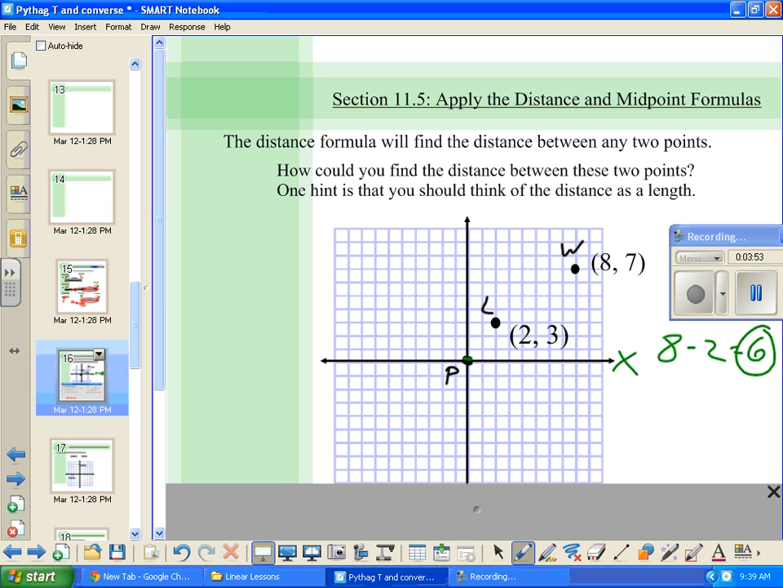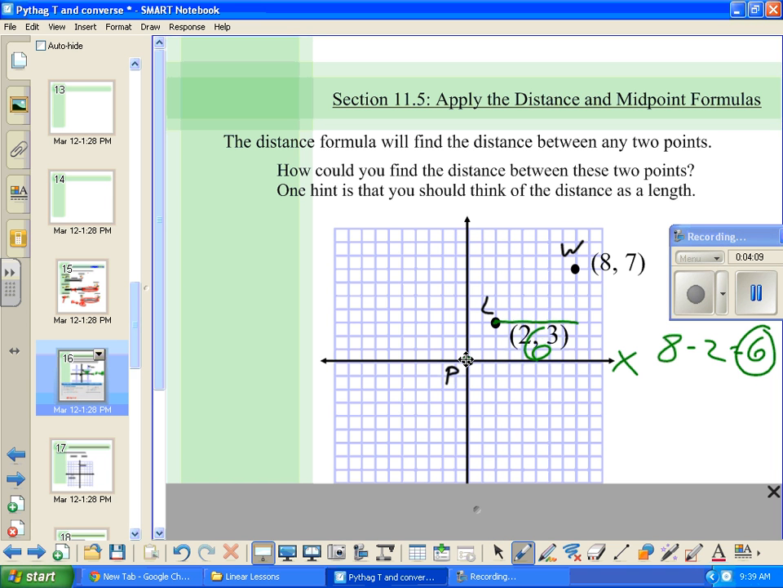I could even show this on the graph by kind of showing a line here that says, well, here's Lewiston, I'm on Lewiston. And I go 1, 2, 3, 4, 5, 6 units over. Yeah, what do you know? It's 6 units horizontally between Lewiston and Winona.